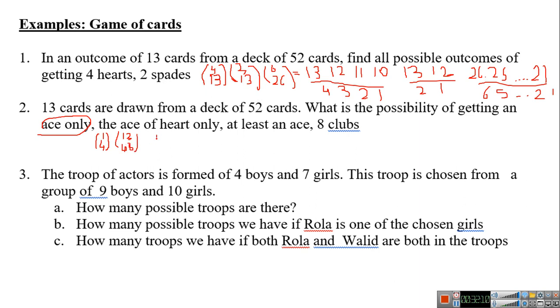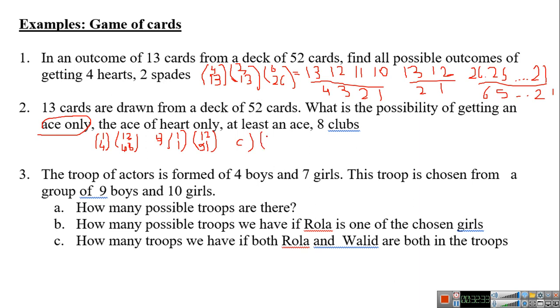Part B, the ace of heart only. How many ace of heart do I have? It's a combination, order not important, and repetition not allowed. So I have one heart, ace of heart. Remains 12 cards, but not ace of heart. So remains 51 choices for the rest. 51.